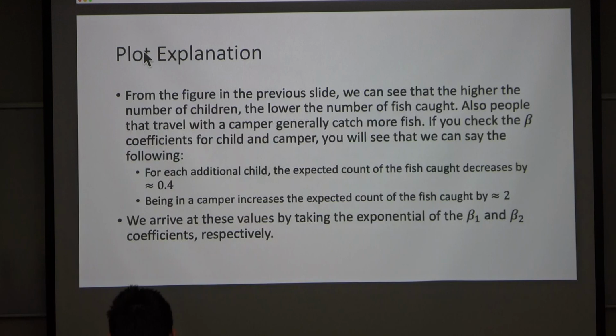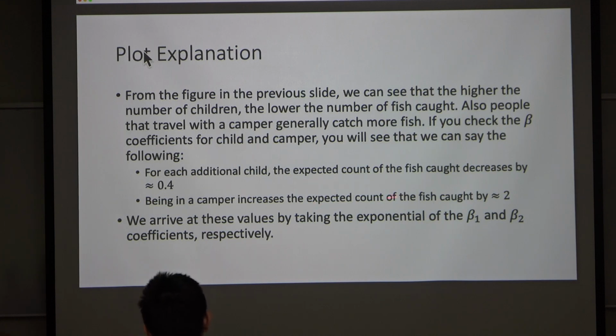So for each additional child, the expected count of fish caught decreases by about 0.4. This can actually be estimated easily. And having a camper increases the expected count of fish caught by about 2. But this value decreases as the family has more and more children. We arrive at these values by taking the exponential of the beta 1 and beta 2 coefficients respectively.